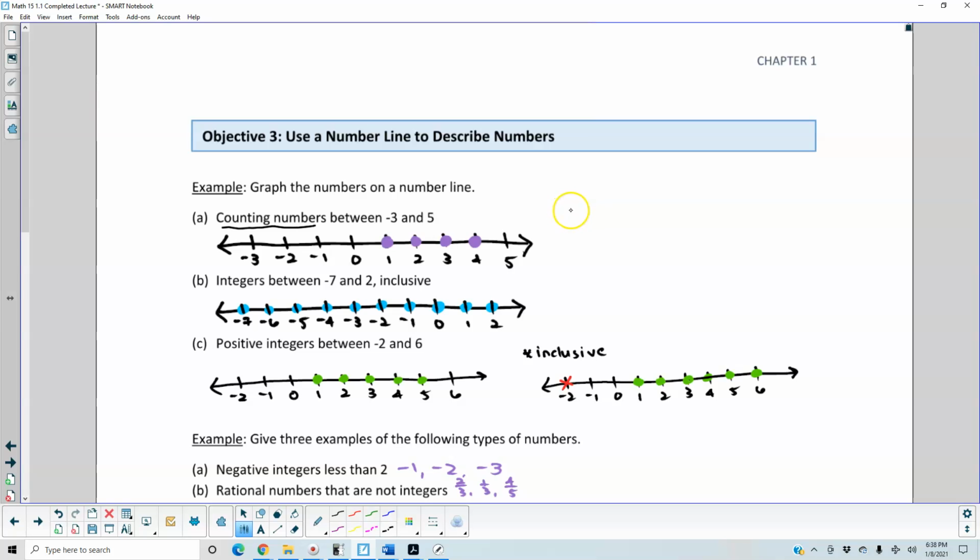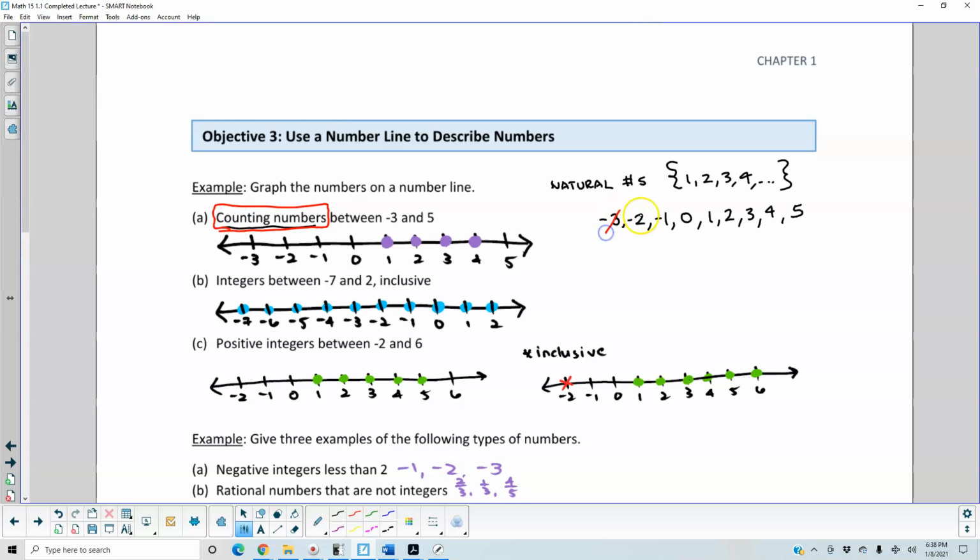Okay, so the counting numbers are the natural numbers. Now remember that the counting numbers are natural numbers, and the natural numbers start at 1, 2, 3, 4, and so on, right? So if we take a look at the numbers between -3, -2, -1, 0, 1, 2, 3, 4, and then 5, okay? So again, they're only asking for the counting numbers.